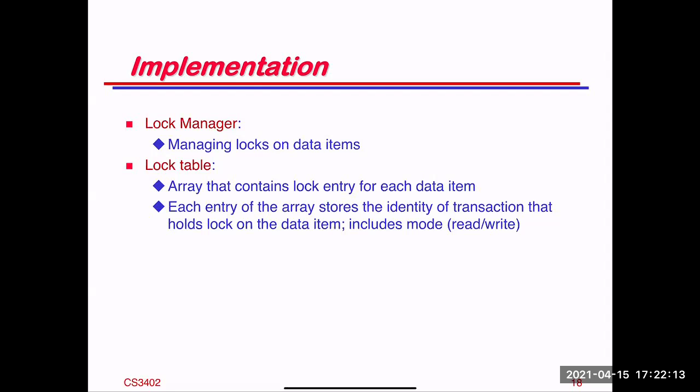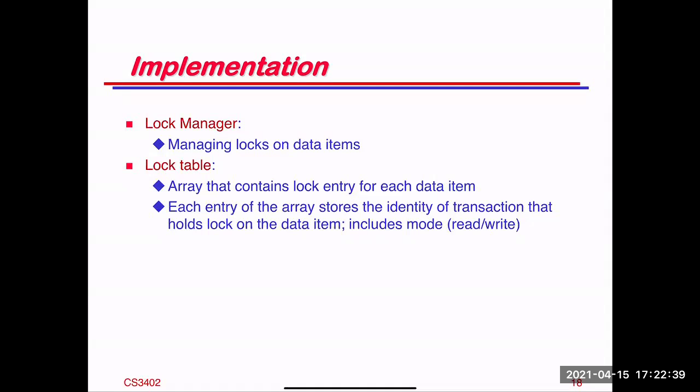So no, you don't need to release all the locks in an atomic step for conservative two-phase locking. All right, so let's look at the implementation. How can we implement these locking mechanisms? Well, you need a lock manager, which will manage the locks on the data items. And I already mentioned to you that we have this lock table.